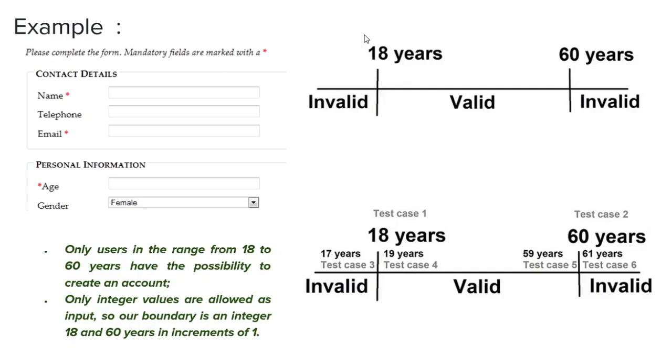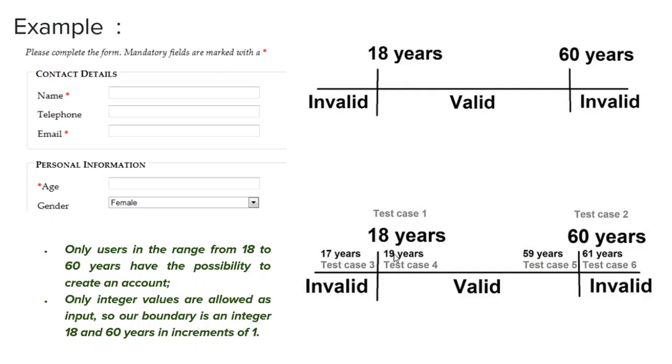Now, what is the next step? We have got two values now, 18 and 60. We also have to consider the value which is just inside the boundary. So 19 years: minimum plus 1, that is 18 plus 1, 19.